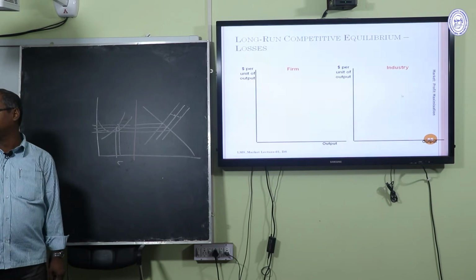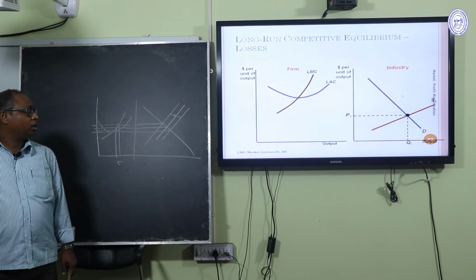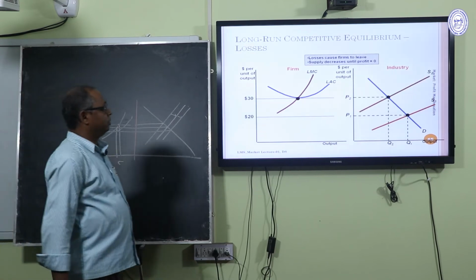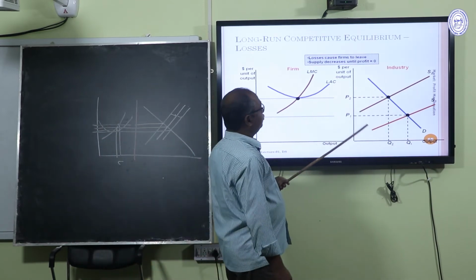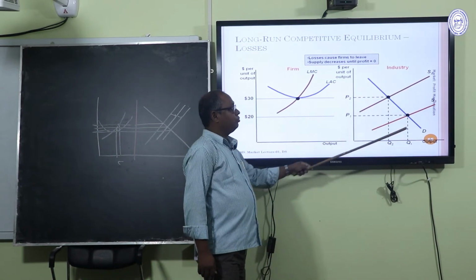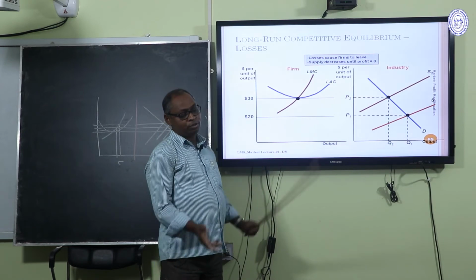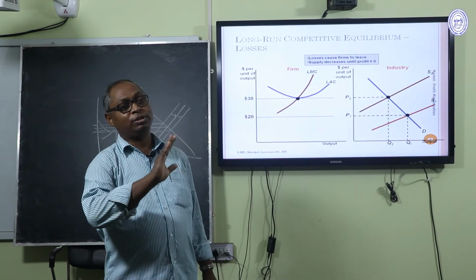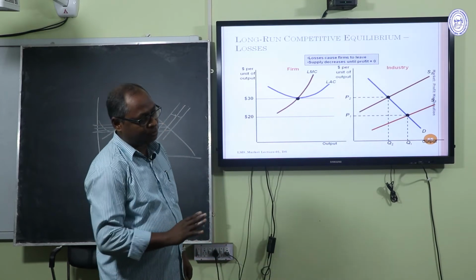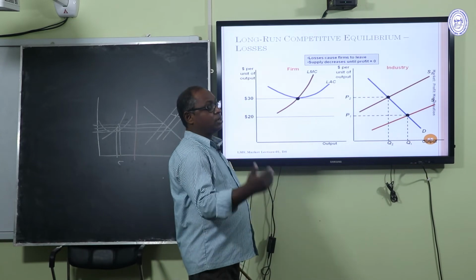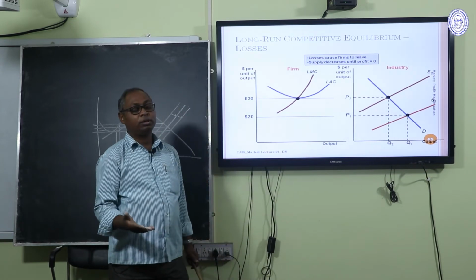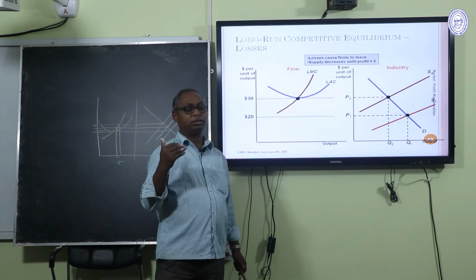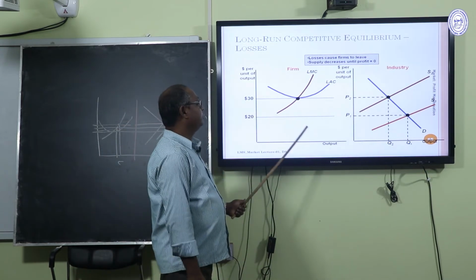What happens now if the situation is like that, suppose we are here? Now the opposite situation: in the last figure, by seeing the supernormal profit, more and more firms come into the industry, and that reduces the equilibrium output of the firm and industry both. But here what will happen?